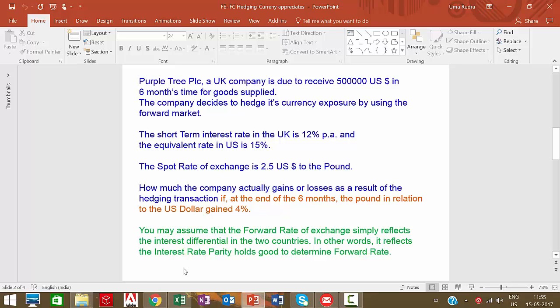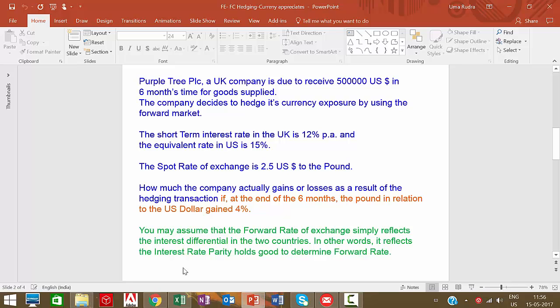The short-term interest rate in the UK is 12% per annum and the equivalent rate in the US is 15% per annum. Spot rate of exchange is £1 equals 2.5 US dollar. How much does the company actually gain or lose as a result of the hedging transaction if, at the end of the 6 months, the pound in relation to the US dollar gained 4%?